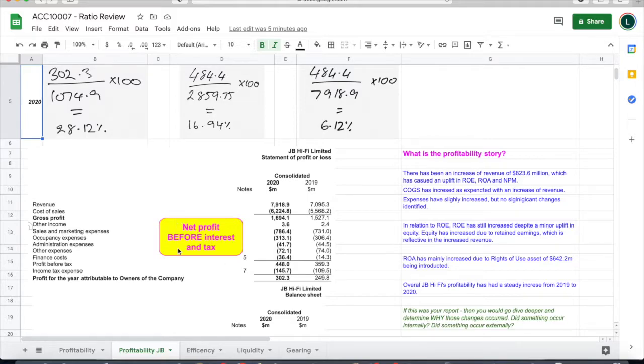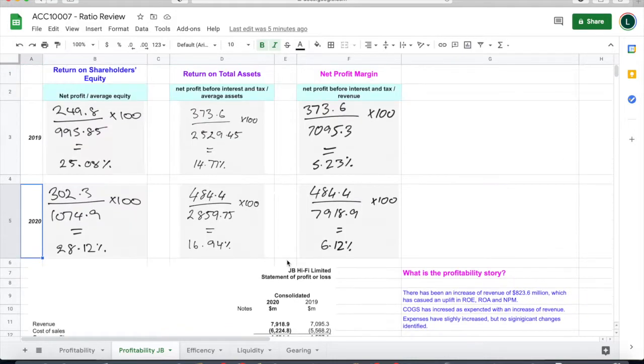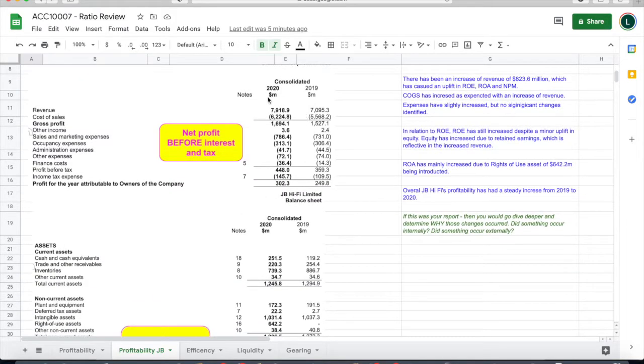Now I've got a little note here in pink and yellow saying net profit before interest and tax, because what I had to do here, we were only given the figure before tax. So I had to get the 448 and plus on our finance costs, which is our interest portion of 36.4, which you can see up here is what I've done. So let's have a quick squiz.